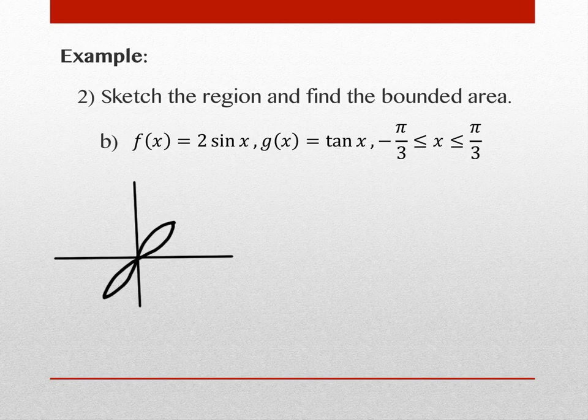Okay. So the bounded region is in here. And we know where it starts and stops because they gave it to us. It's negative pi over 3 and pi over 3. Now, in the original one, this graph up here was the sine of x. Sorry, I should have put y equals.